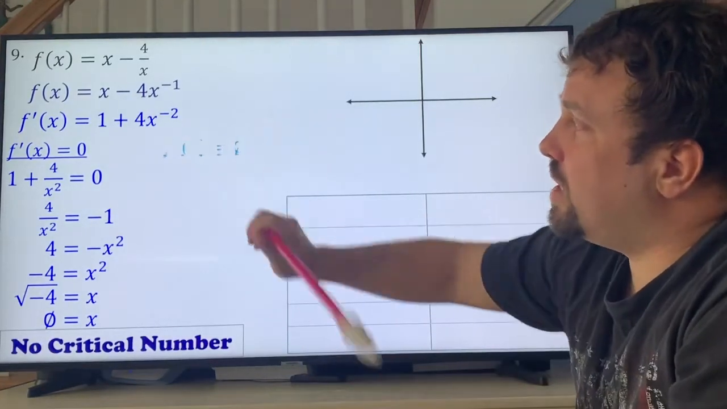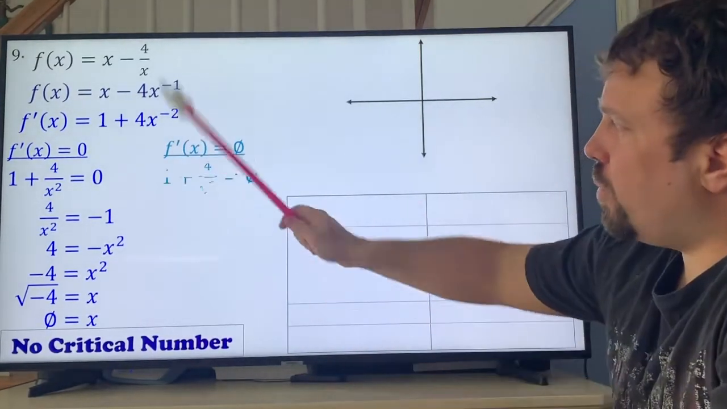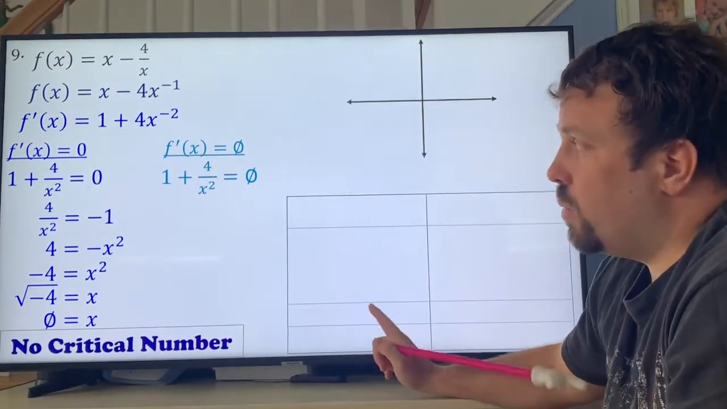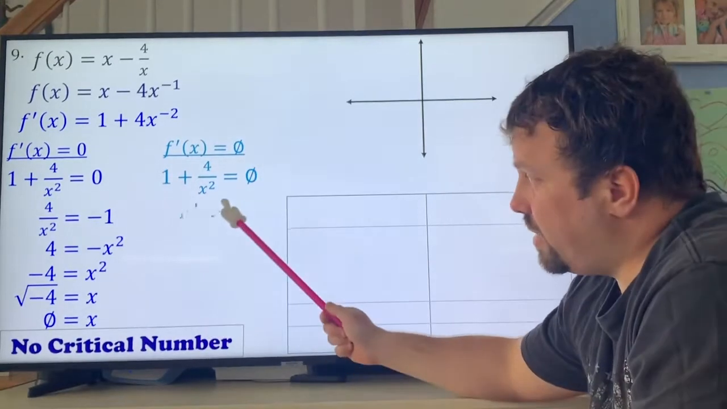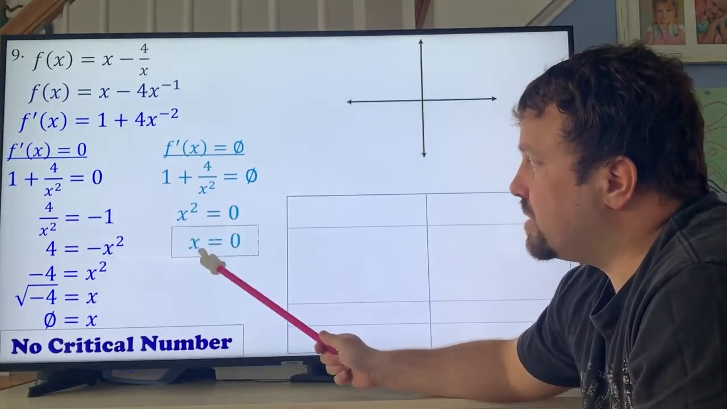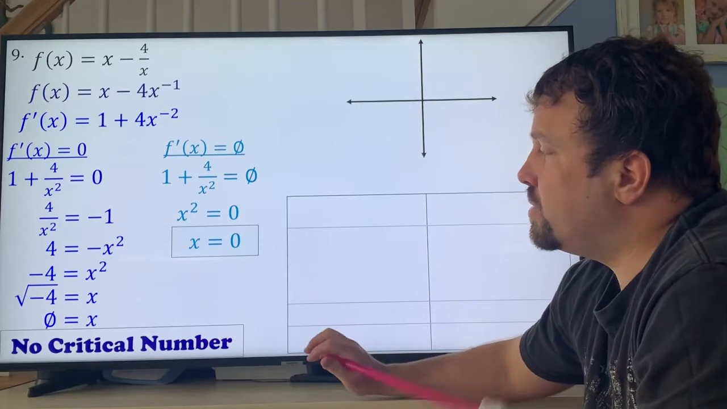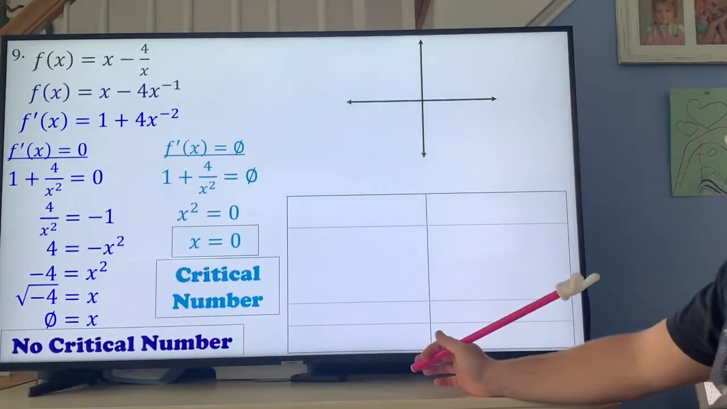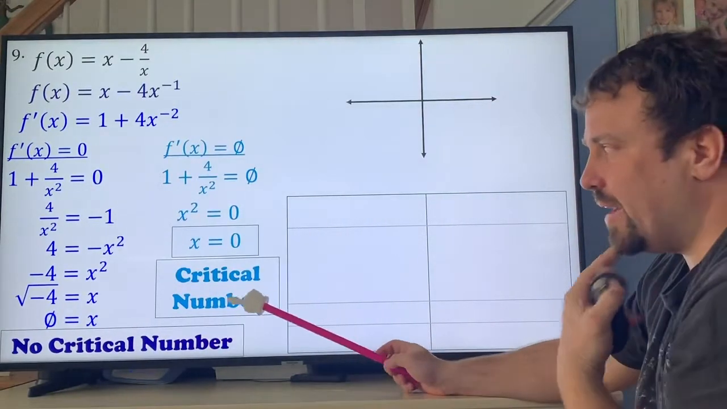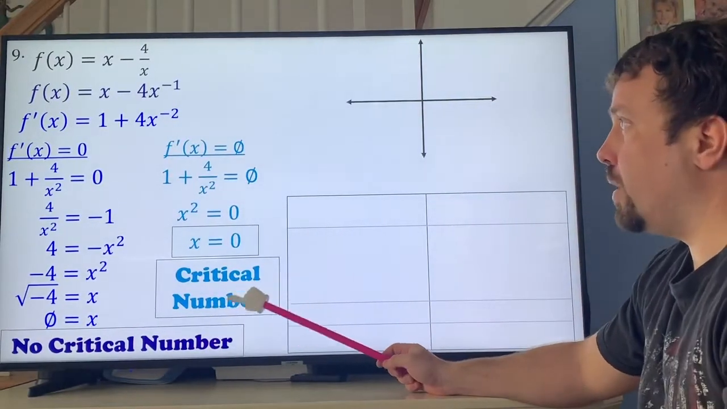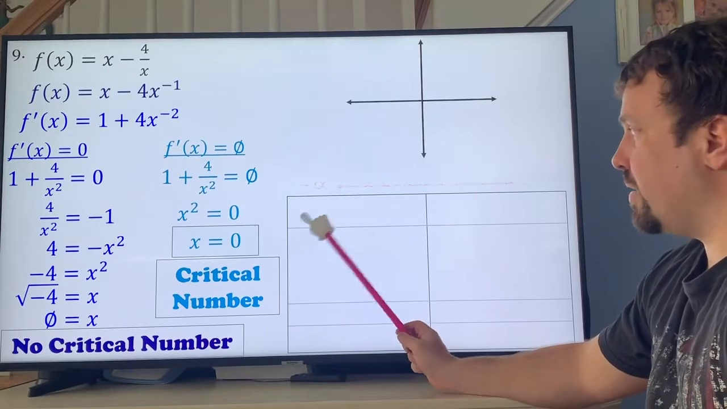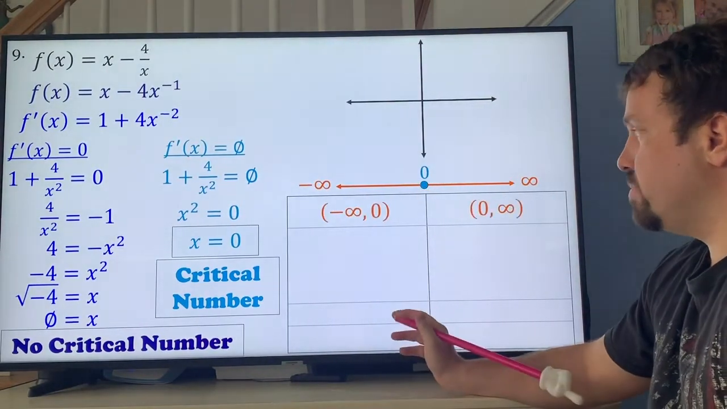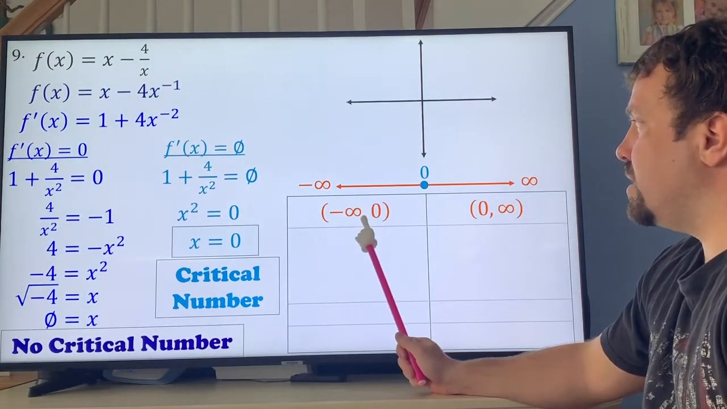You can set it equal to undefined though. When is 1 plus 4 over x squared equal to undefined? One condition, when the denominator is 0. So when x is 0. All right? So when x is 0 is undefined, so that is a critical number. Now, that means we only have 2 intervals, from -infinity to 0, and from 0 to infinity. Nice and easy. Take numbers, say -1.